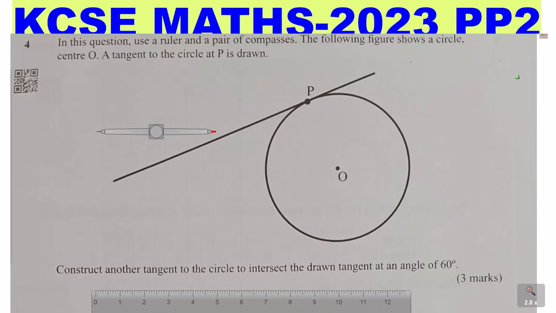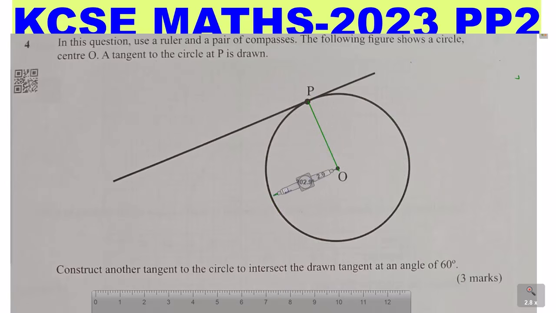So we'll begin by joining point P, like that, point P to center O, like that. Then at O, I need to construct 60 degrees. So stand with your pair of compass at O. Then this is how we construct 60 degrees.